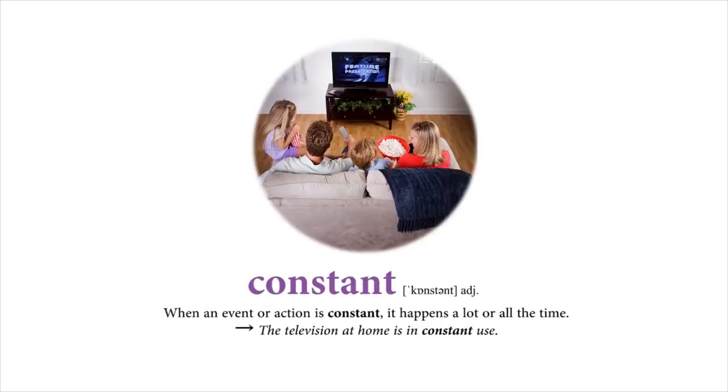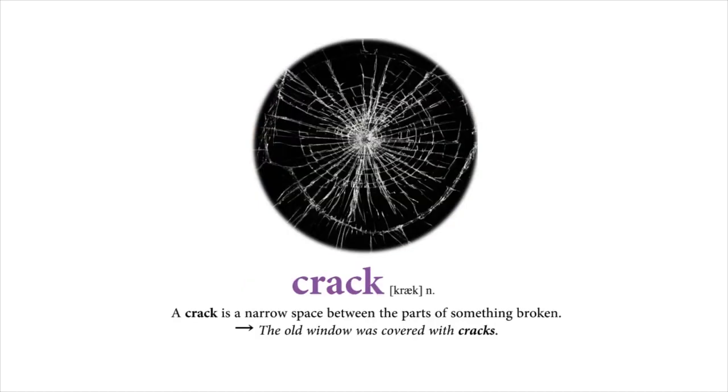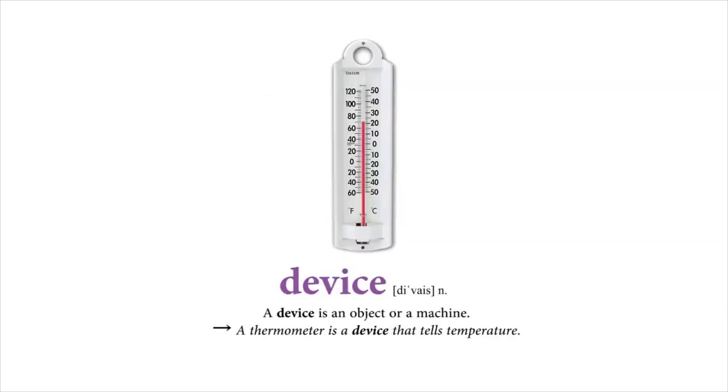Constant. When an event or action is constant, it happens a lot or all the time. The television at home is in constant use. Crack. A crack is a narrow space between the parts of something broken. The old window was covered with cracks. Device. A device is an object or a machine. A thermometer is a device that tells temperature.